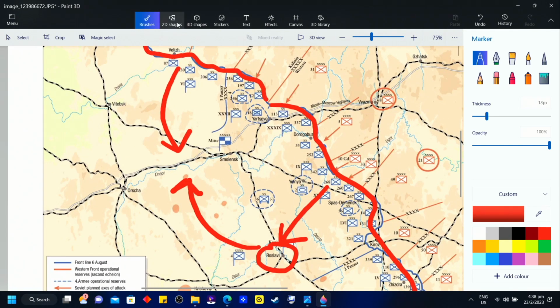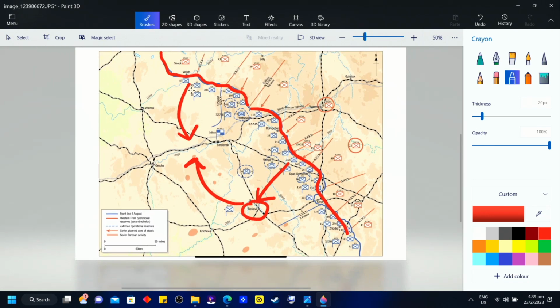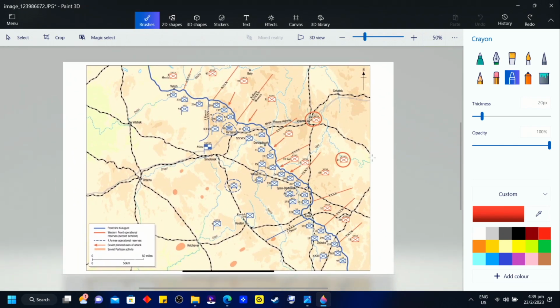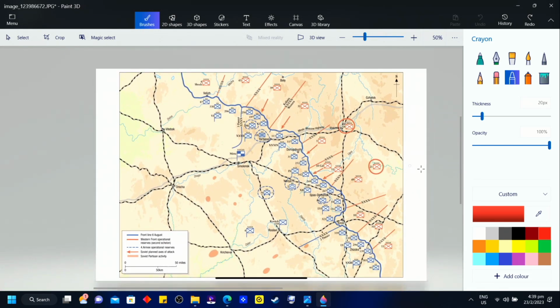Now let me erase everything. So you might want to take a closer look at this map. See what you can understand.